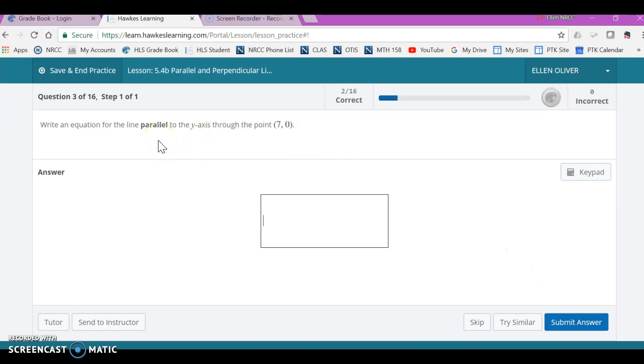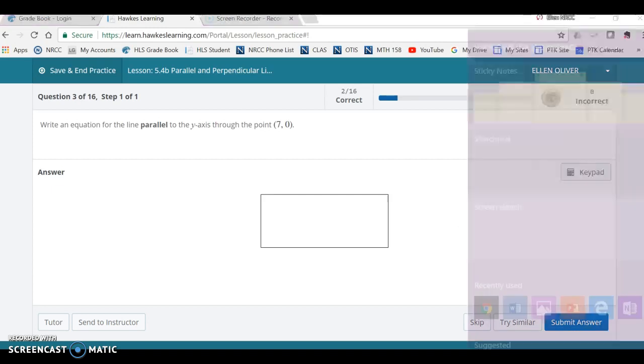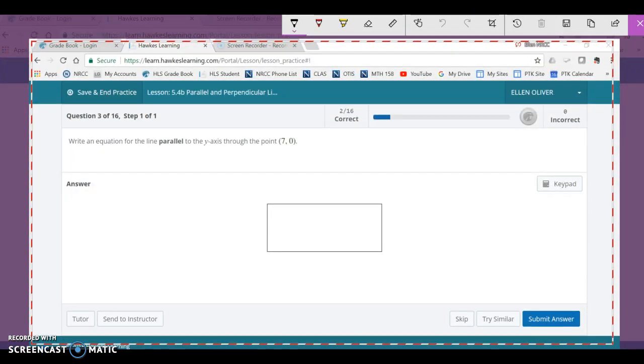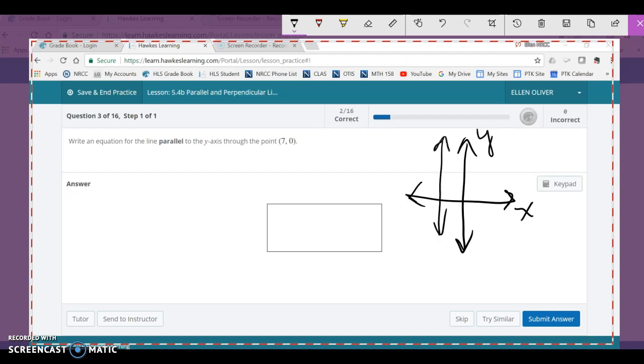Parallel to the y-axis through the point 7, 0. So what helps me here is to jot down what this is going to look like. So here's my y-axis. Here's my x-axis. Parallel to y means vertical. And what does that equation look like? Well, my y can slide up and down, but my x is fixed at this number, whatever that is. So it's going to look like x equals something. In this case, x has to be 7.